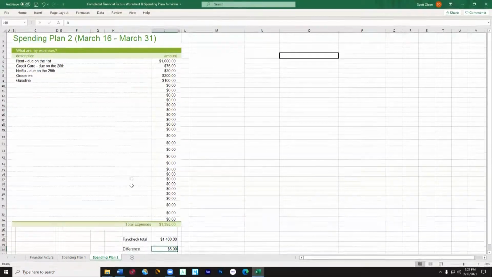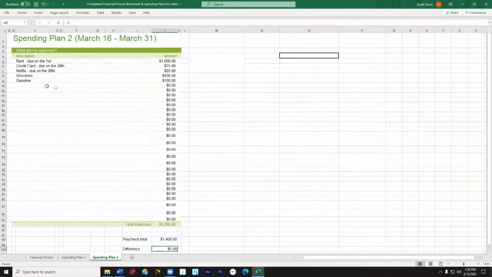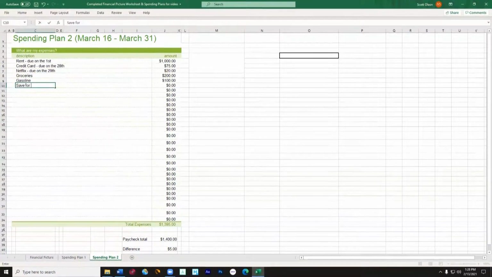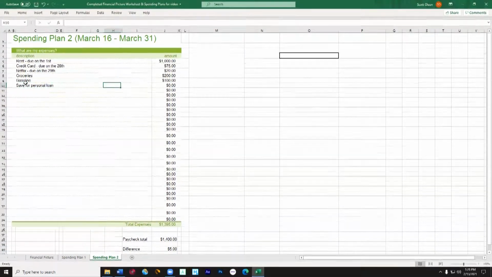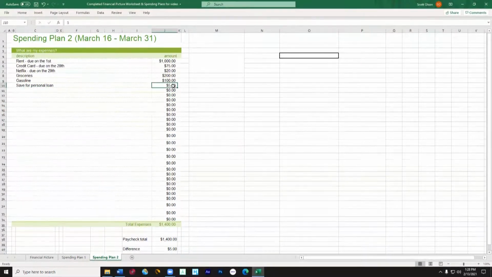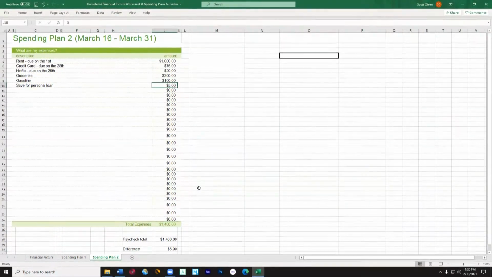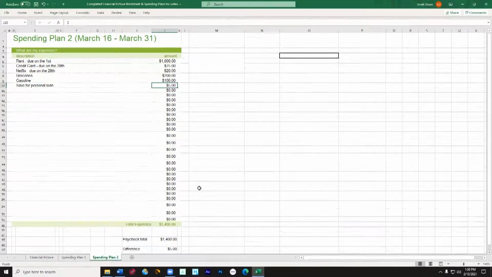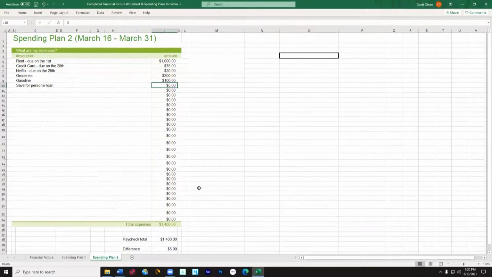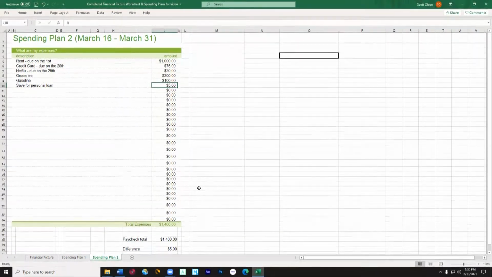Then on the next spending plan, we've got this $5 hanging out here. So what we're going to do is we're going to add a line that says save for personal loan. So that $5 added for the personal loan brings our expenses for this spending plan to $1,400. Now, $5 doesn't seem like a lot, but believe me, it adds up over time. And if you don't add it into your debt payoff plan, then the timeline that you set up based on the $41.25 is no longer going to be valid. You'll be amazed at how much $5 adds up over time.